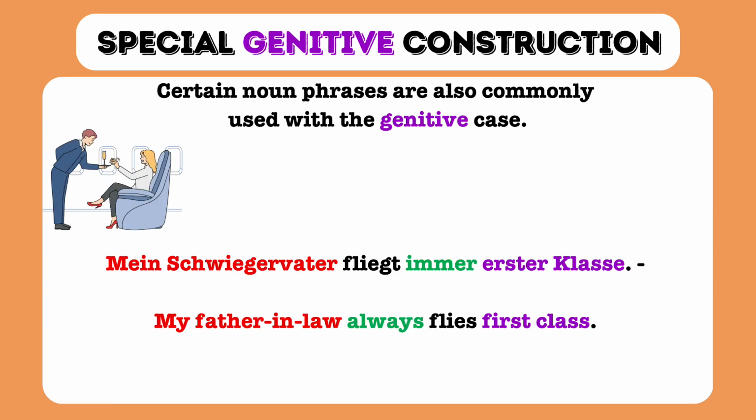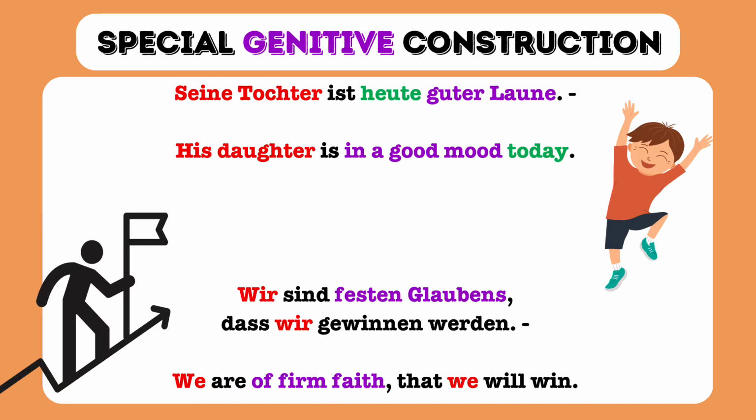In addition to just using it with certain adjectives, you can also use this with certain noun phrases, such as first class. Mein Schwiegervater fliegt immer erster Klasse. My father-in-law always flies first class. Seine Tochter ist heute guter Laune. His daughter is in a good mood today. Wir sind festen Glaubens, dass wir gewinnen werden. We are of firm faith that we will win.